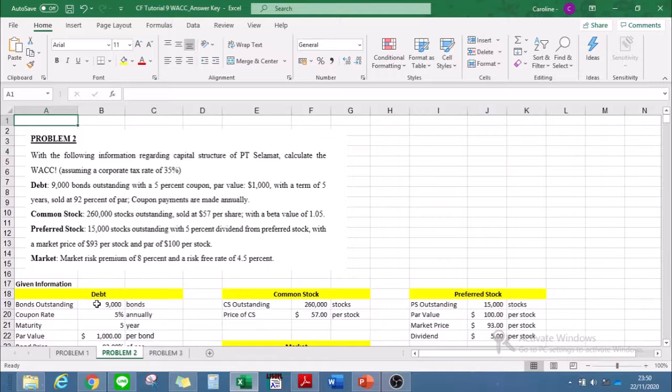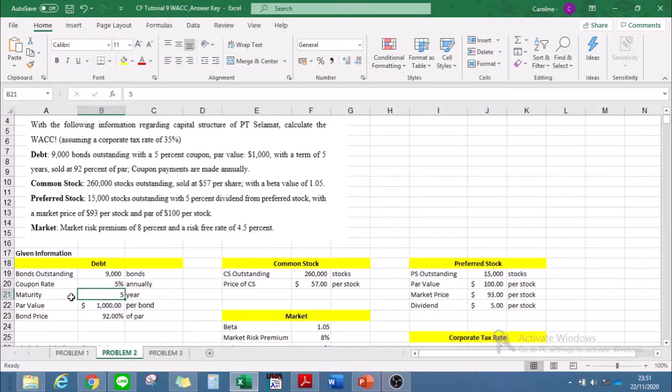Okay, so for the debt, you have the information regarding how much bond is outstanding, the coupon rate. Since the coupon payments are made annually, this coupon rate doesn't need to be divided by 2. Okay, it is annually, and the maturity is 5 years. And since this is an annual payment bond, you don't need to calculate the period either. And then you're given the par value, and the bond price is 92% of the par. So this is the last market price of the bonds.